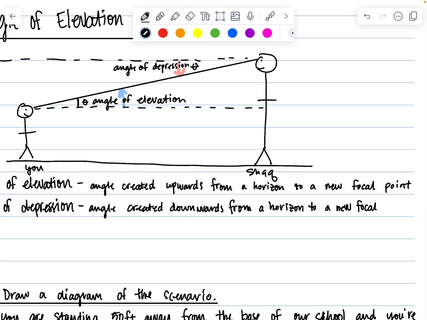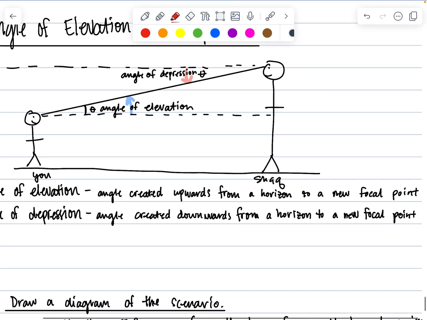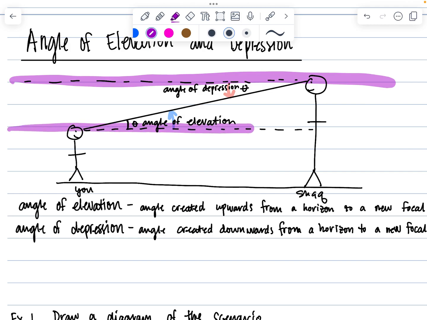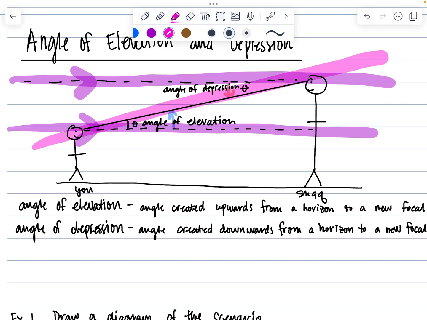The important thing to take away is that the angle of elevation and angle of depression are not in the same triangles. Even more important is this. These horizons are both horizontal lines, which means these lines, let's do this in purple and make it a little thicker, are actually parallel. And when you have a transversal going through them, we create two angles that are congruent.